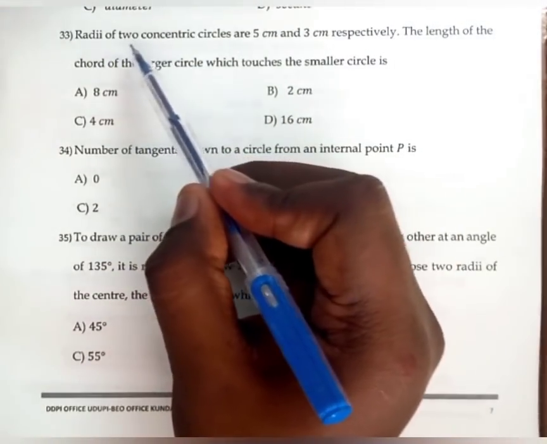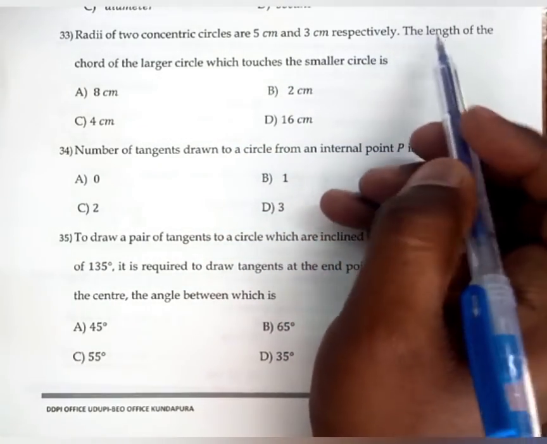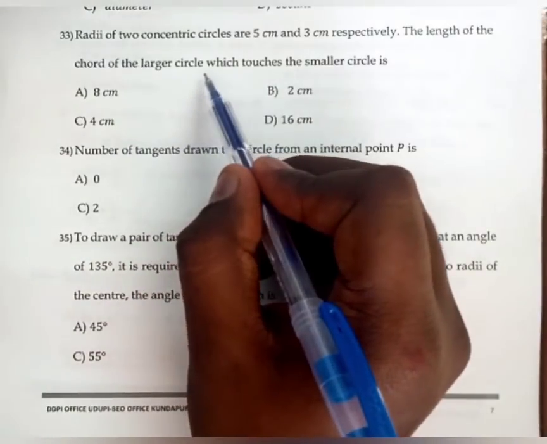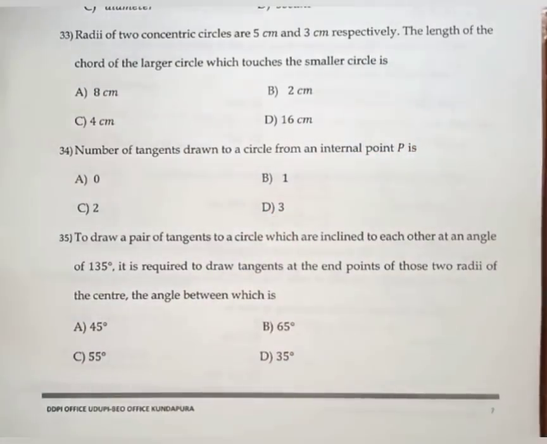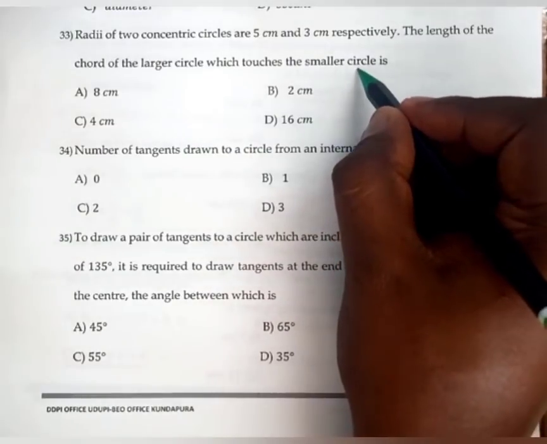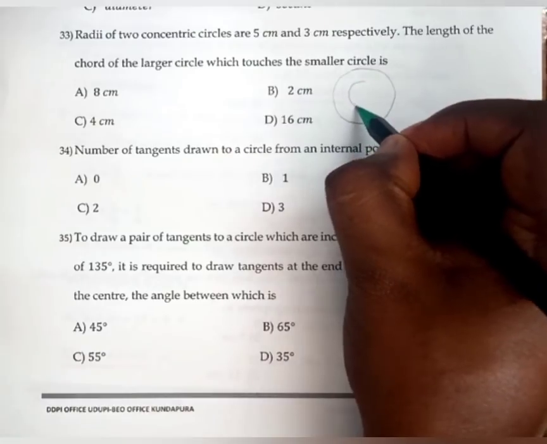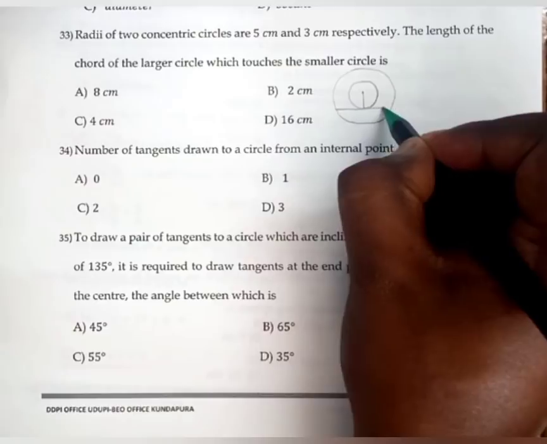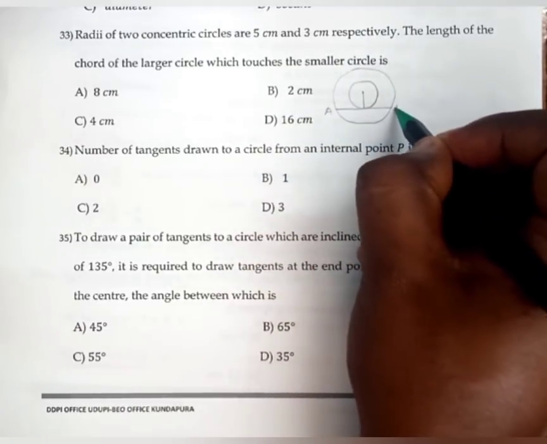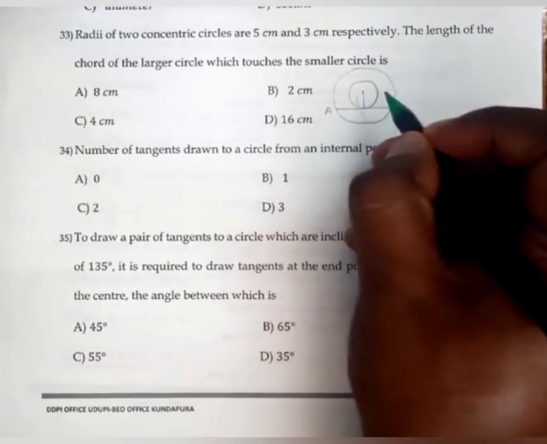Now question number 33. The radii of two concentric circles are 5 cm and 3 cm respectively. The length of the chord of the larger circle which touches the smaller circle is. Concentric circles mean same center, different radii. Now draw two circles with the same center, where the radius of the smaller circle is 3 and the radius of the larger circle is 5. So we need to find the length AB.